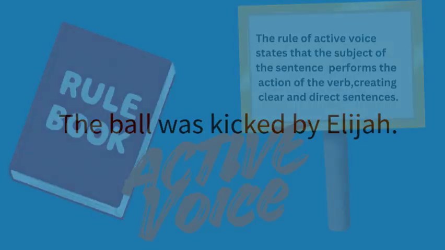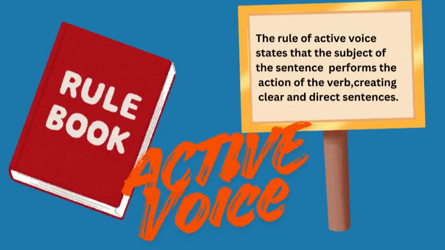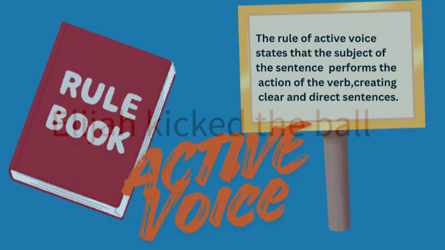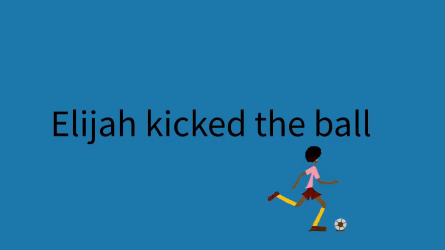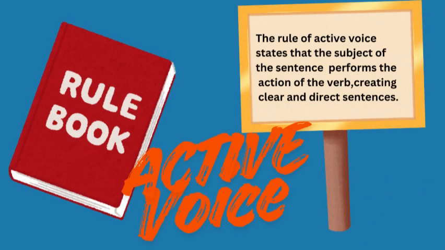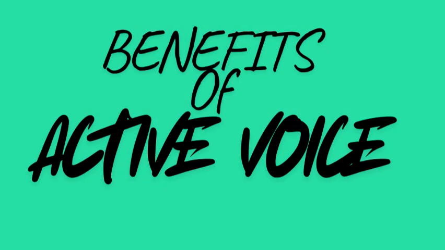So what are the rules of the active and passive voice? The main rule that we want to look at is that the subject of the sentence performs the action of the verb when we are talking about the active voice, and that helps in creating clear and direct sentences. So let's look at some of the benefits of the active voice.